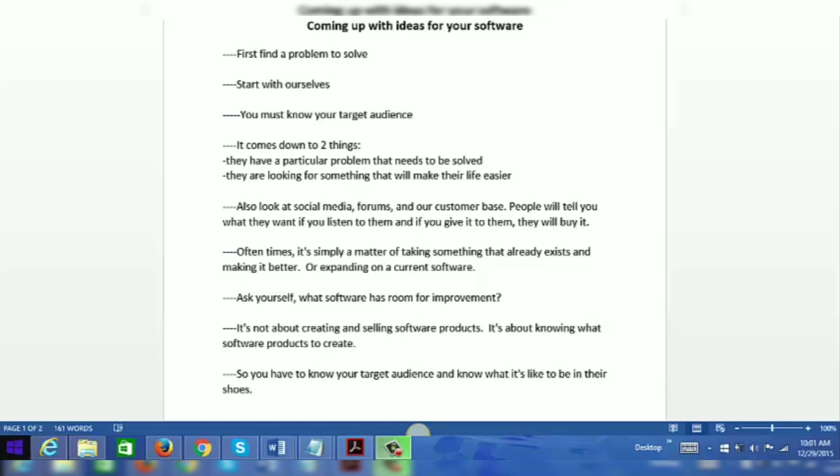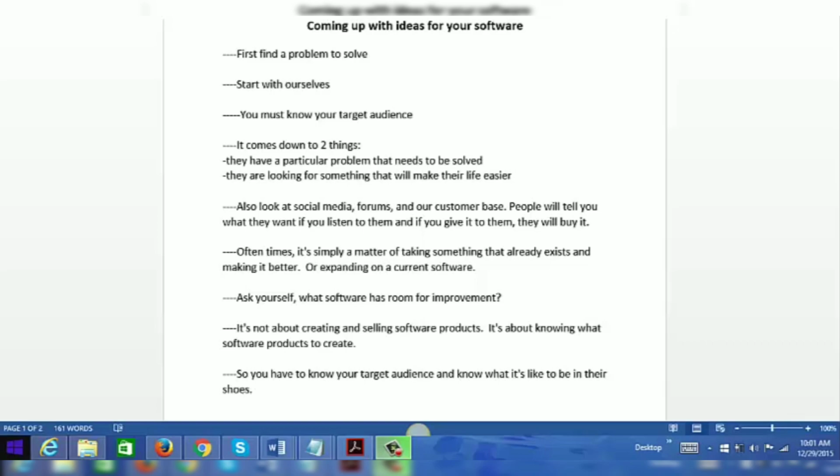Okay, so first let's start with ourselves. Do you have a problem in your business or personal life that can be solved with a software tool? Because let's face it, if you have a problem, I'm pretty sure there's going to be other people out there with similar problems as you. So your problem is not unique to yourself.